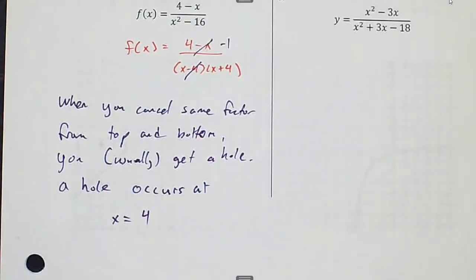So I hate saying absolutes, but I think I can say it absolutely. In this class, in this year, if you cancel the same factor on top and bottom, that factor is what gives you the hole. Okay?